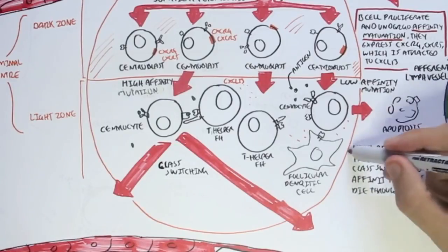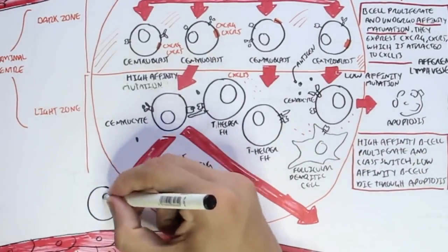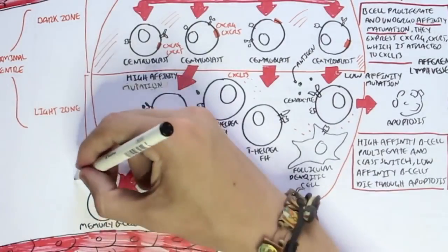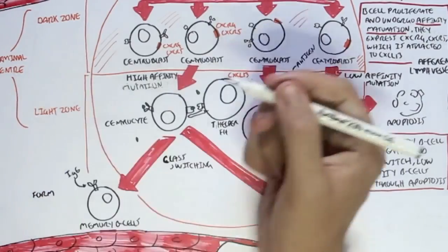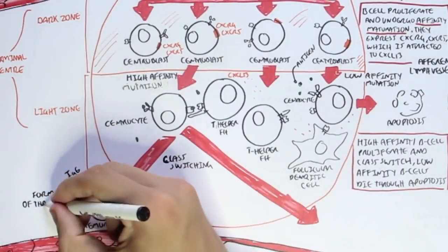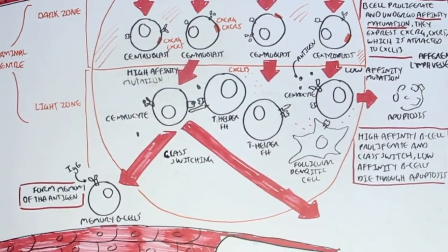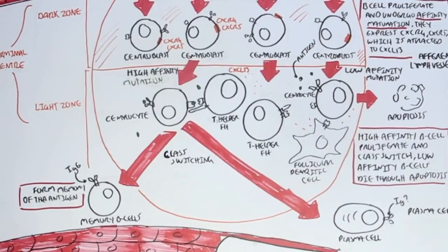So this high affinity centrocyte can differentiate and class switch to either a memory B cell, which typically has an immunoglobulin G antibody, and the memory B cells form memories of that particular antigen. Alternatively, this centrocyte can differentiate and class switch to plasma cells, which have different types of immunoglobulin antibodies. And the plasma cell's role is to secrete antibodies.